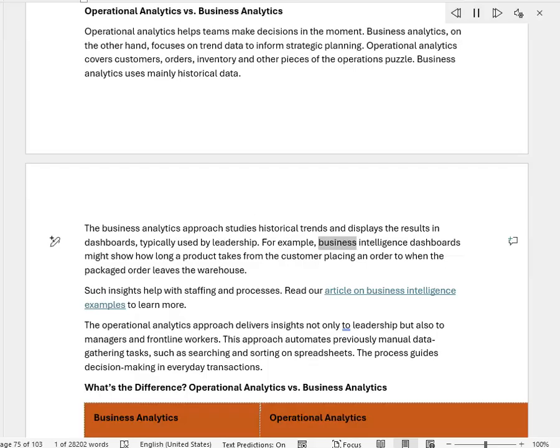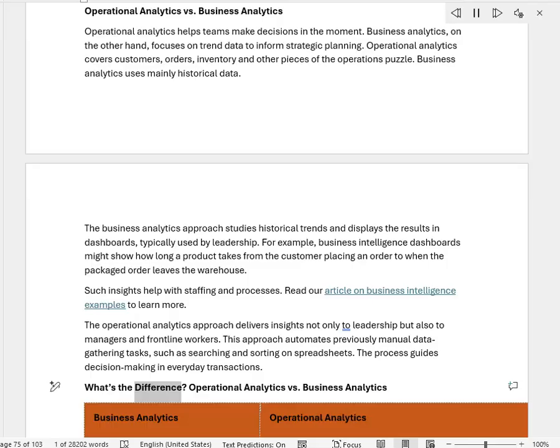For example, business intelligence dashboards might show how long a product takes from the customer placing an order to when the packaged order leaves the warehouse. Such insights help with staffing and processes. Read our article on business intelligence examples to learn more. The operational analytics approach delivers insights not only to leadership but also to managers and frontline workers. This approach automates previously manual data gathering tasks, such as searching and sorting on spreadsheets. The process guides decision-making in everyday transactions.